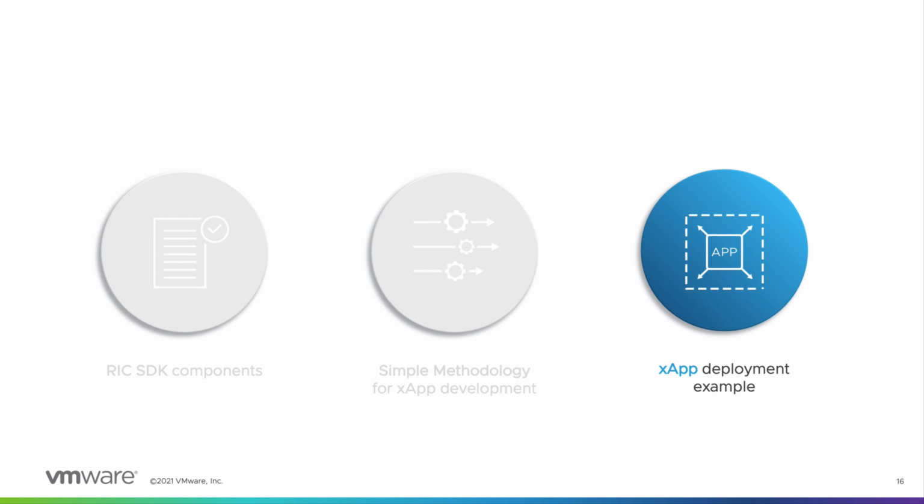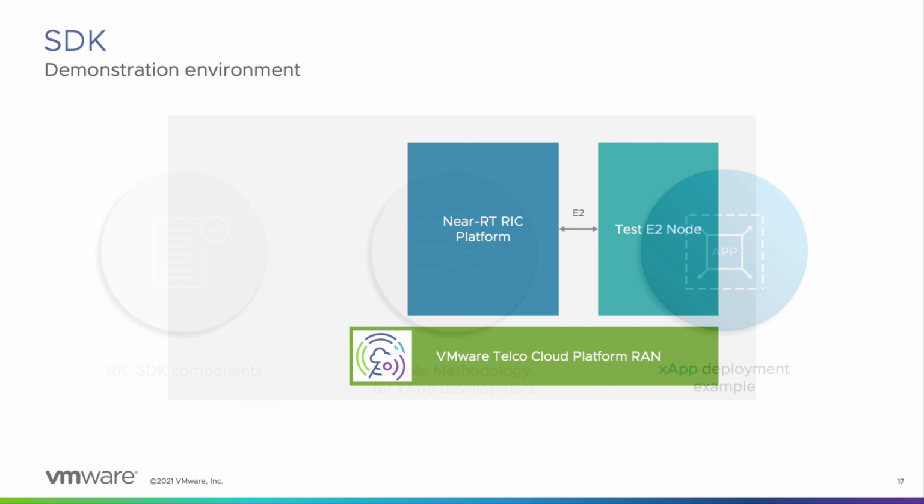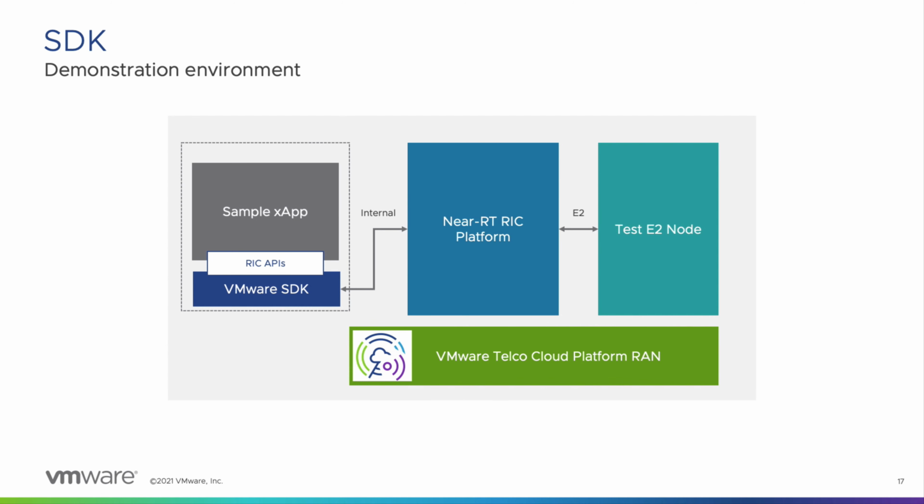In this last section of the demo, we are going to deploy and run the newly created xApp. The following setup has been created for demo purposes. Running on VMware's Telco Cloud Platform RAN, we have deployed a RIC instance and a test E2 node that will act as a termination endpoint on the E2 interface. The xApp will then use the SDK to register with the RIC and initiate communication with the underlying data plane.